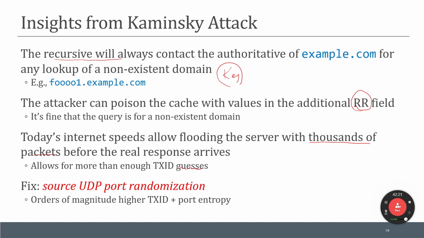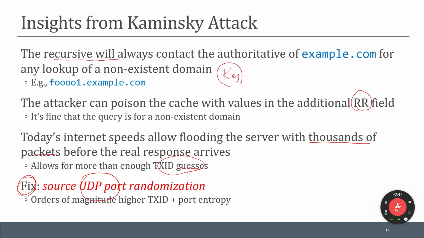What is the fix of the Kaminsky attack? The problem is the easily guessable transaction ID. If you could randomize the UDP port, then attackers would have to predict the UDP port as well. This is the simple fix.